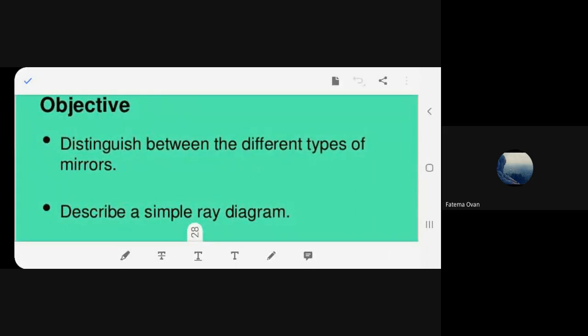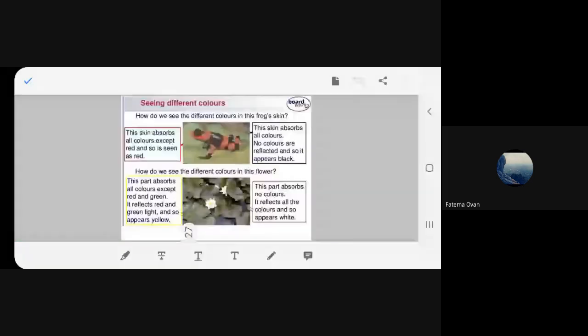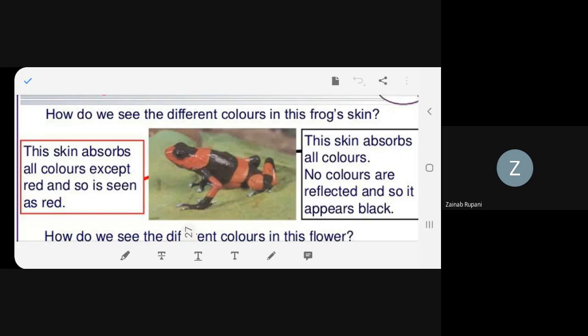Ma'am, I have one question. Yes, tell me. Yes, you are telling that it reflects, but there is no mirror. Then how does it reflect? There's no mirror.